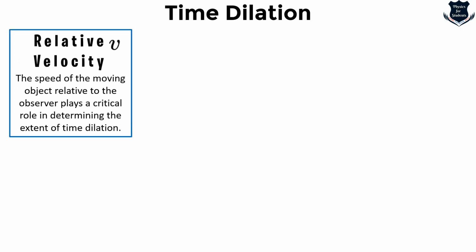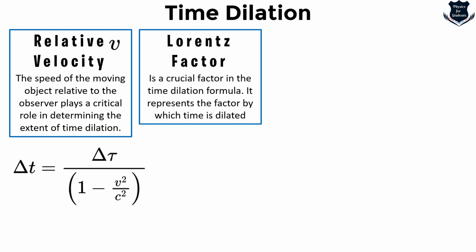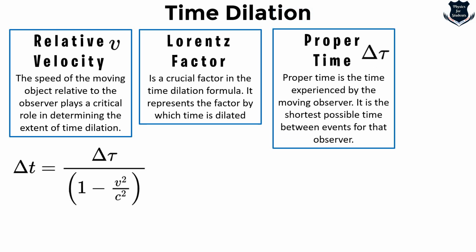Also, you see, we measure the relative velocity as v. The speed of the moving object relative to the observer plays a very important role. This is the equation. We have already seen what the Lorentz factor is, and obviously it is a very crucial factor in time dilation. We also have seen what is called proper time, measured either by tau or delta, it doesn't matter.